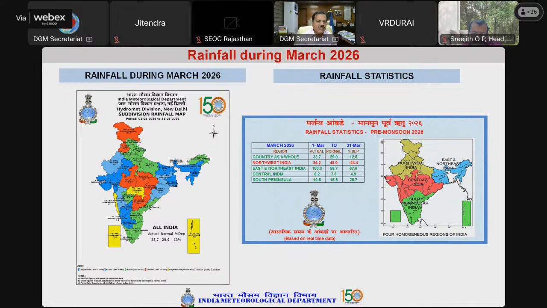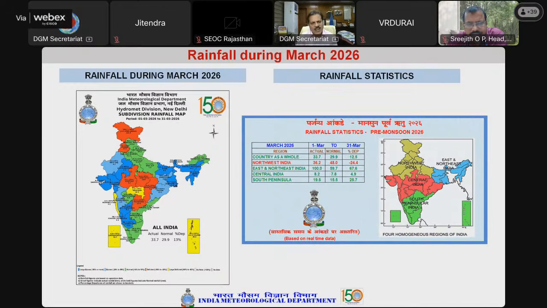And it is mainly because of the deficiency in Punjab and Jammu and Kashmir. Other subdivisions were normal to excess. And in East and Northeast India, if you just look at Bihar, West Bengal, Sikkim, Jharkhand, Odisha, Assam, Meghalaya, Nagaland, Manipur, Mizoram, Tripura, all these subdivisions got excess rainfall activity.